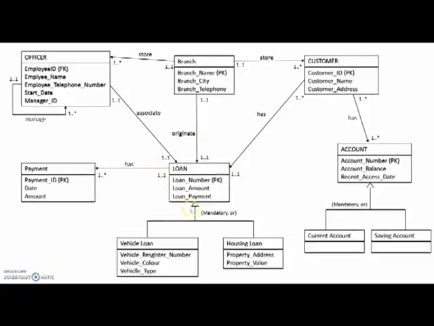So the next step we're gonna take is fill out the loan entity. We know that loan is our entity and the loan number is the primary key, while the loan amount and loan payment are the attributes.